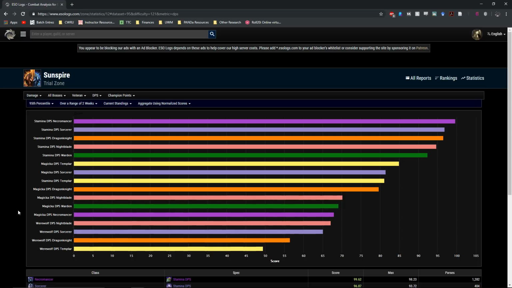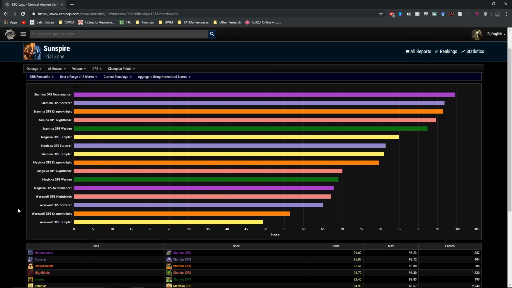So this, again, is a chart that has been making the rounds around the official forums and the Reddit subreddit. This is taking a look at DPS. You can see here we sorted based on damage in Sunspire to show just DPS. We're showing the 95th percentile of all DPS over a range of the past two weeks, the current standings, and they're aggregating using the normalized scores. One of the big things I first noticed with the first post on the official forums, I believe, was that people were interpreting these as DPS values. This is not DPS. This is an aggregate normalized score.